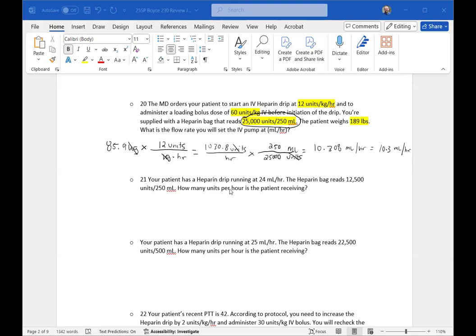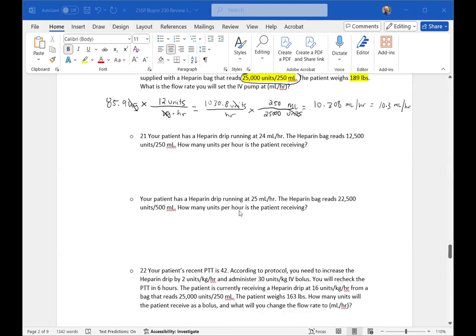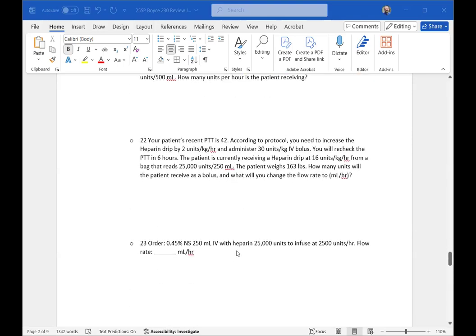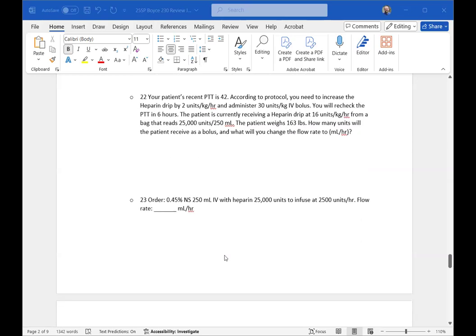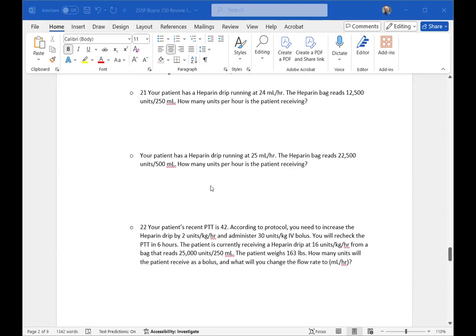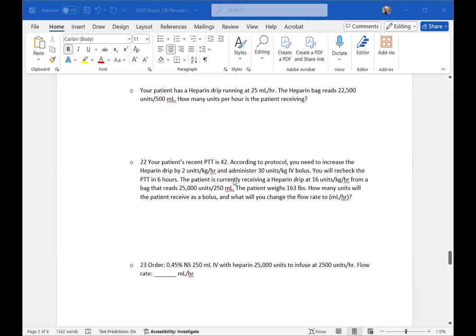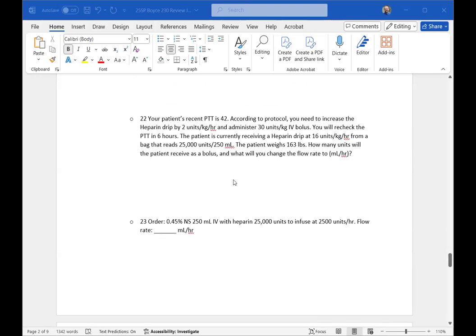Okay. So I'm going to look at 21, and before I look at 21, I want to look at 23 first. The reason being is because 23 is most likely what you're going to see. 21 is probably what you would see on ATI. You might see 21 or something similar to 21 on your test. I don't think so, but I want to show you 23, and then we'll go back up and do a heparin protocol, and then I'll do question 9 on this as well.